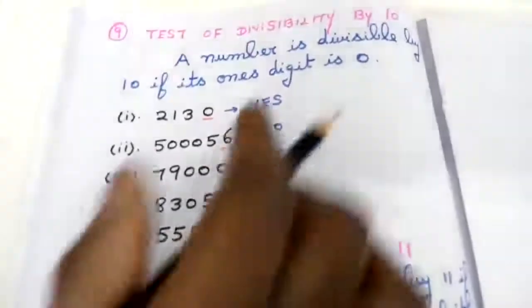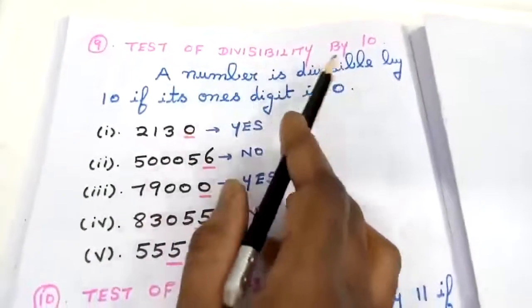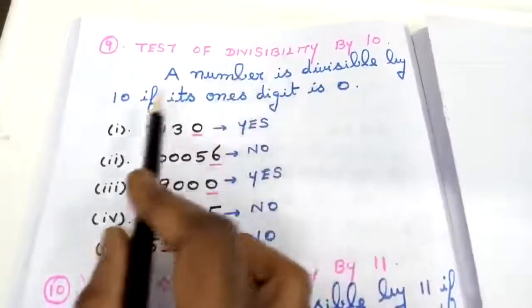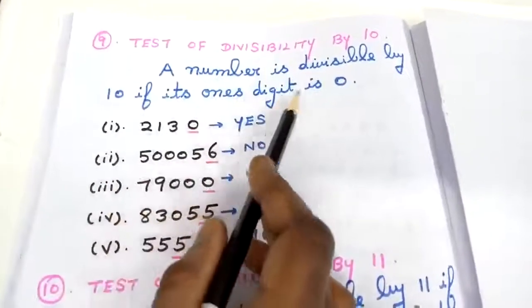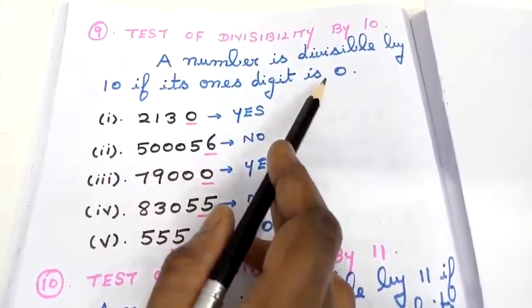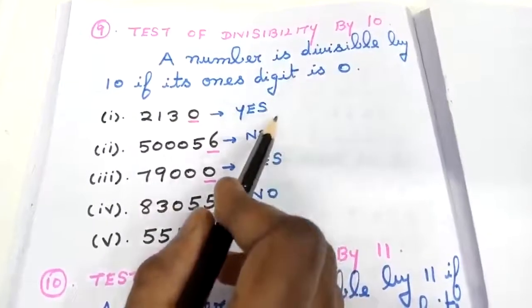Question number 9, test of divisibility by 10 table. So what is the test of divisibility by 10 table? A number is divisible by 10 if its ones digit is 0. Definitely the ones digit must be 0. Only if it is 0, I can say that the number is divisible by 10 table.